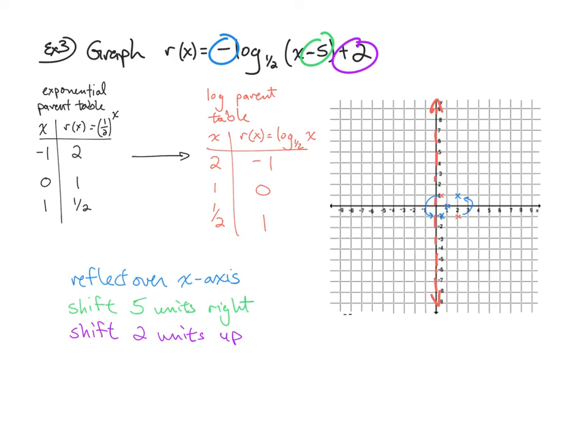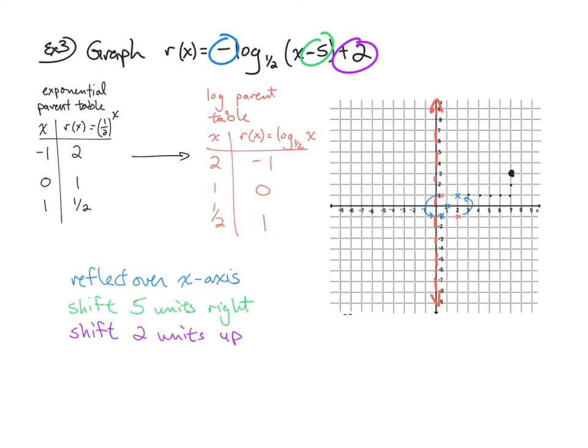From there, we will shift each point to the right 5 units, and then each point up 2 units from there. So I will put the final graph here in black. From this point here, we will move it 5 units right and 2 units up. So 1, 2, 3, 4, 5, 1, 2. There's 1.